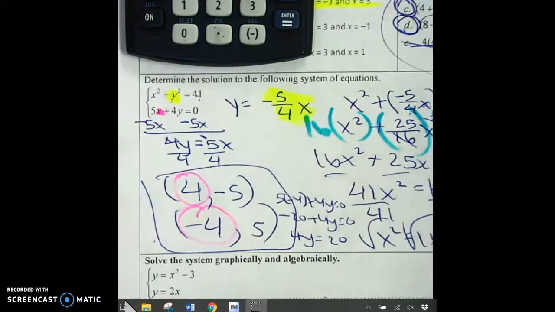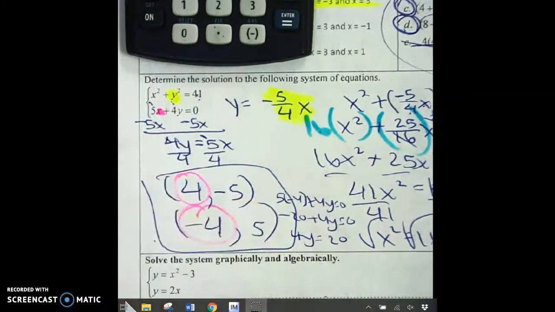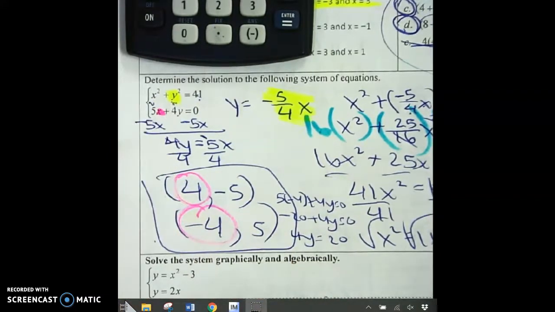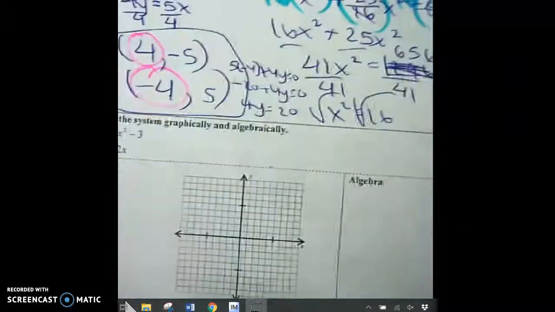Let's say I'm not sure if I'm right. 4 squared is 16. 5 squared is 25. Add them, I get 41. Yay for me. Okay? All right, they want you to solve this graphically and algebraically.